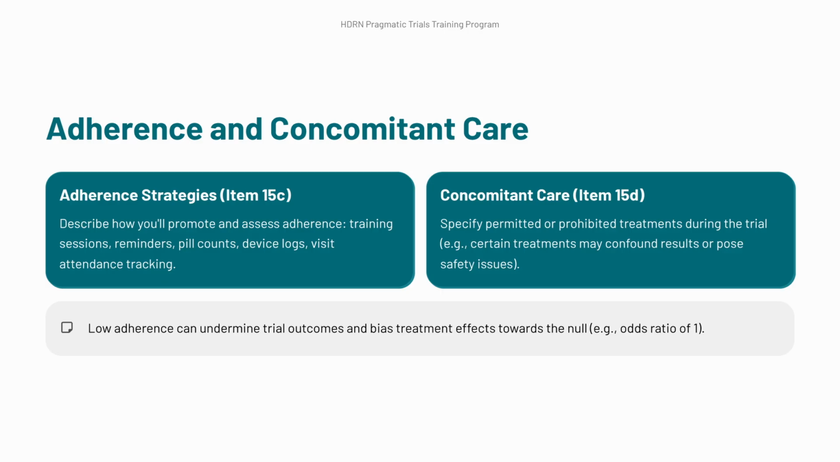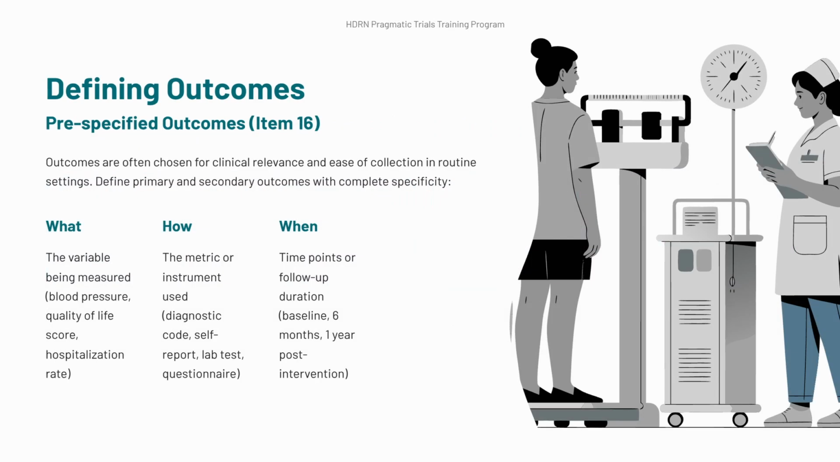Next is pre-specifying outcome measures, item 16. The trial protocol needs to list all the outcomes being measured with a clear definition for each. Indicate which outcomes are primary versus secondary. Typically, one primary outcome is designated for the main hypothesis. Secondary outcomes might include various clinical or utilization measures and safety outcomes if relevant.